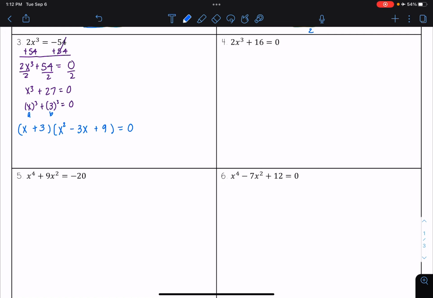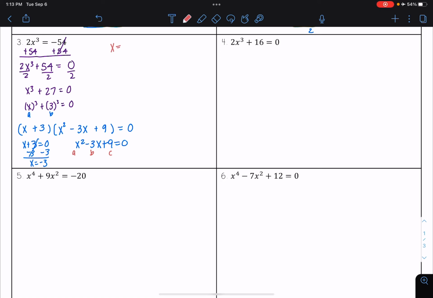And now I have this factored, so I can go ahead and set each factor equal to 0 and solve. So I have x plus 3 equals 0, and x squared minus 3x plus 9 is equal to 0. So solving this first one, I get that x equals negative 3. But now I need to use the quadratic formula to solve this next one. So my a is 1, and my b is negative 3, and my c is 9.